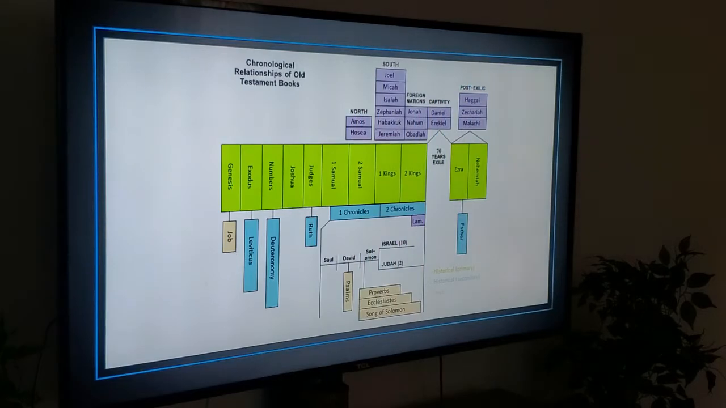So I've got a chart here. If you look at the primary historical books, I've got them in green, like Genesis, Exodus, Numbers, Joshua, Judges, 1st and 2nd Samuel, the Kings. Those would read through as pretty linear, as a story. But you've got Job, which was probably written shortly after the flood in the time of Genesis, probably the oldest book in the Bible.